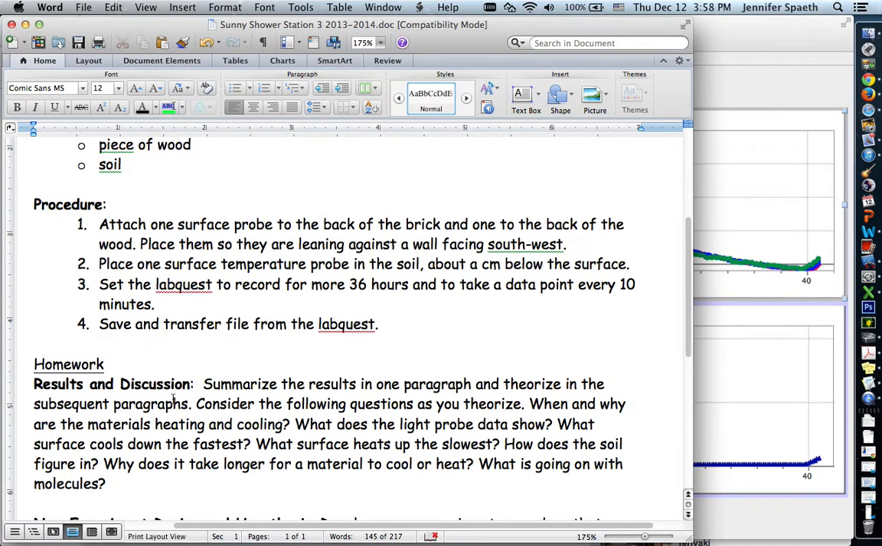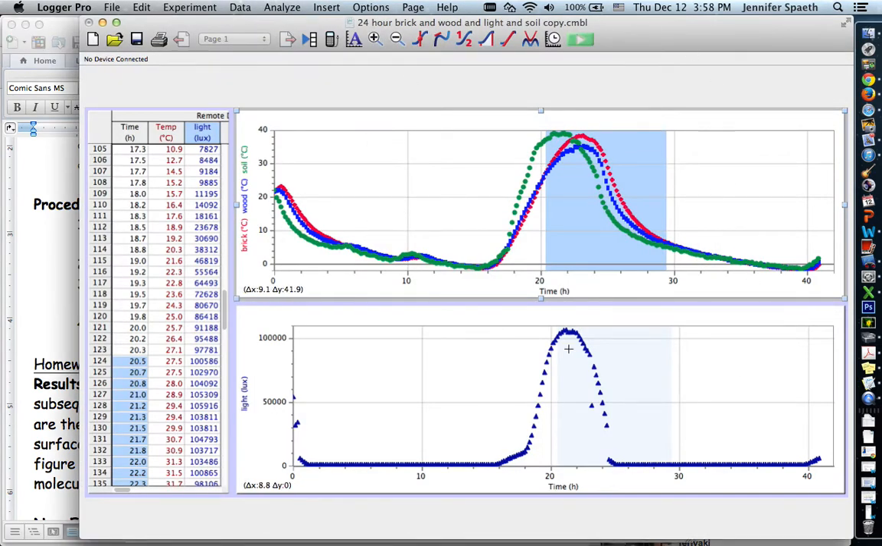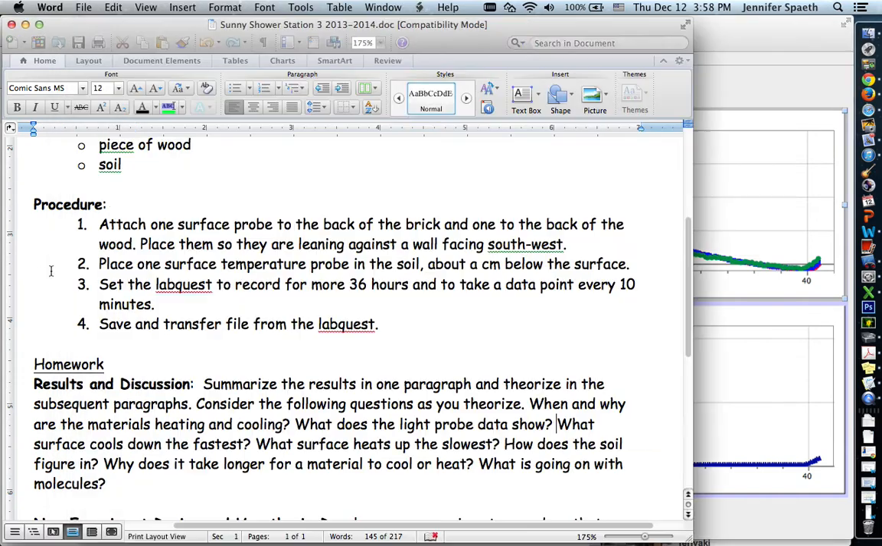In here, there's always your results. You summarize your results in one paragraph, and so the results would be talking about the patterns in here, which things heat up faster, cool down faster, etc. And then in the subsequent paragraphs, you are theorizing. When you're theorizing, you can consider the following questions: when and why are the materials heating and cooling?